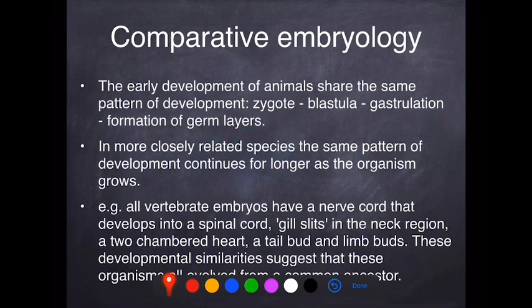Now you will remember in grade 11, when we did body plans, we spoke about organisms having either 2 or 3 layers in their embryo, diploblastic or triploblastic. That comes from the way that this gastrulation occurs, from the way in which this hollow ball folds in on itself. Now, the more closely related a species is, from that point forward, the more similar its embryo will appear. So all vertebrate embryos, for example, they develop a nerve cord, which becomes the spinal cord. They get these what look like gill slits in the neck region. They've got a 2-chambered heart, they've got a tail bud, they've got limb buds, etc.